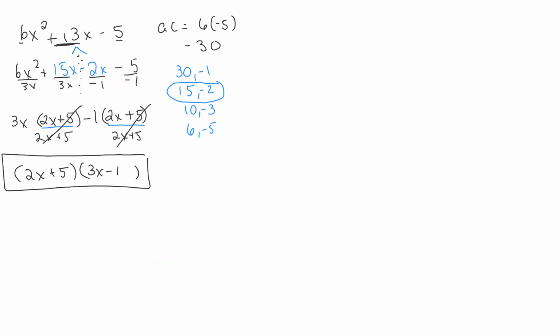Let's try another one. So let's say for this example, I have 5x squared minus 37x plus 14. There's no GCF, so I just have to do the AC method. So 5 times 14 is 70. Okay, so A times C is 5 times 14, or 70. So now I need to find factors of 70 that'll add to negative 37.